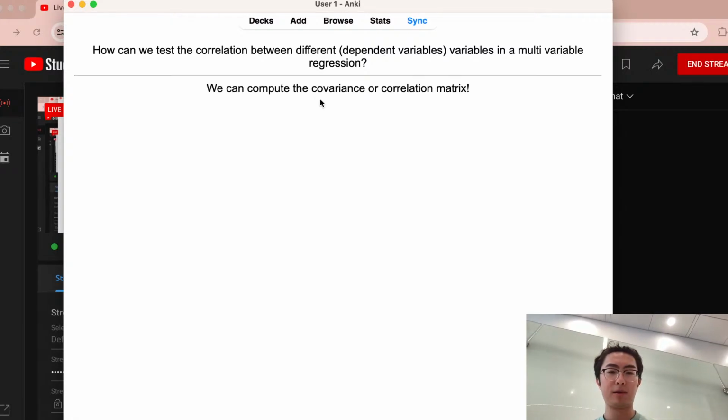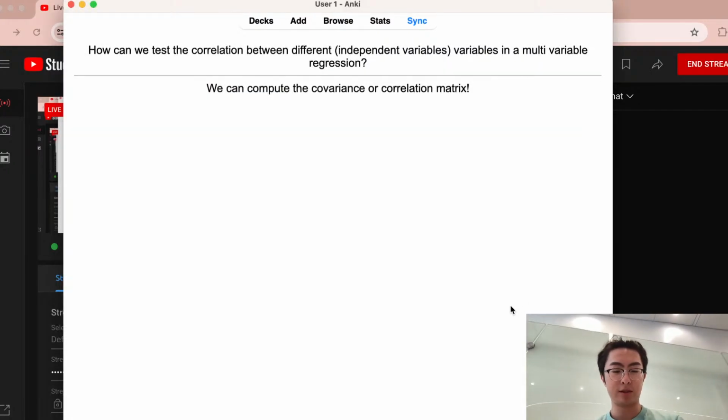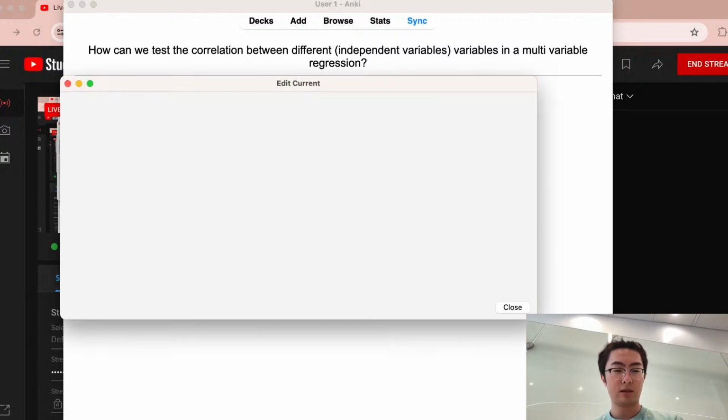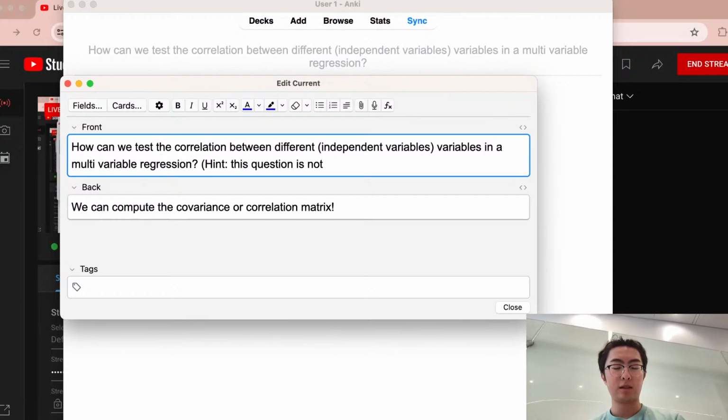Okay, compute the covariance of correlation matrix. Alright, I guess it's simple enough. I'm pretty sure I meant independent variables here, so I'm gonna put this again. So, hint, this question is not asking for some crazy answer.